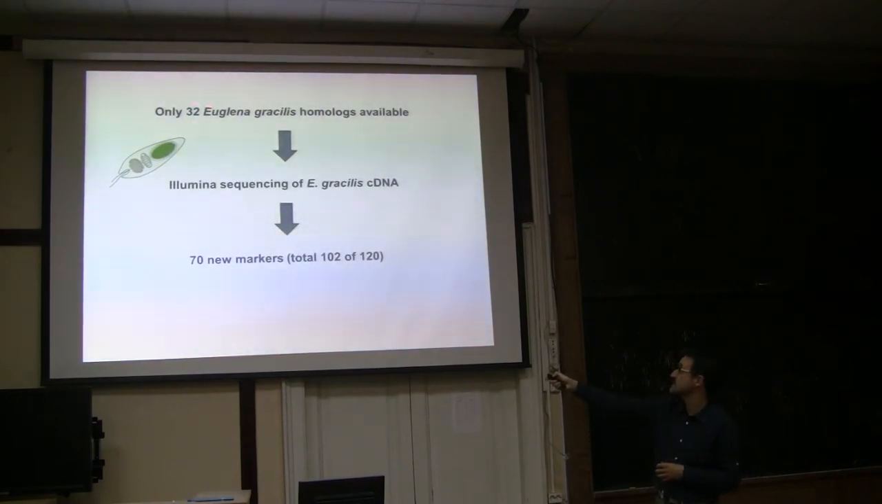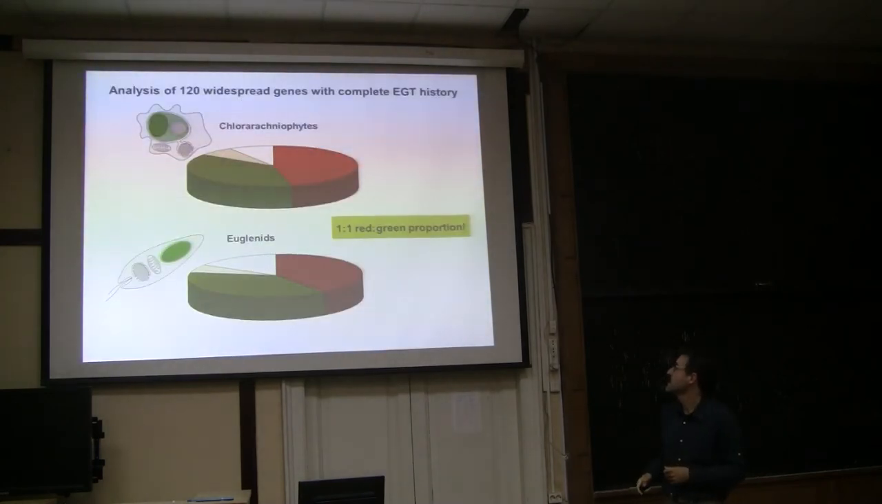So there were 32 of these genes of cyanobacterial origin, and now we have 70 new genes. So we have 100 of the 120 that we were analyzing. And this is the result of the phylogenetic analysis for these two groups of eukaryotes that have secondary green plastids.